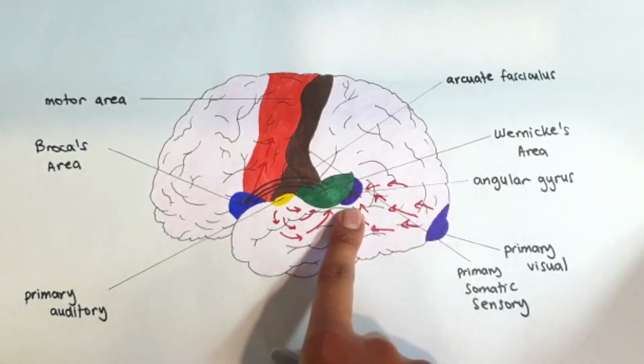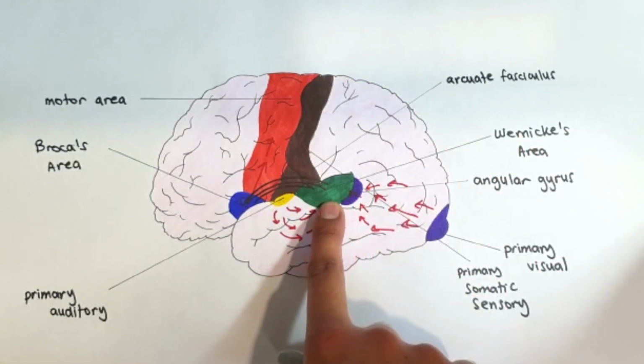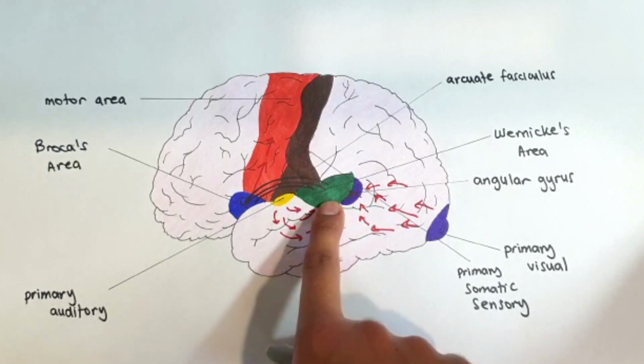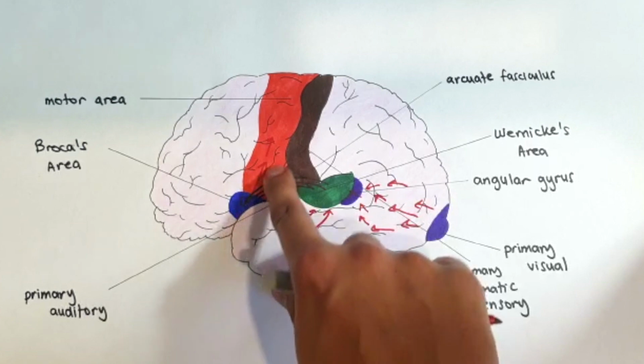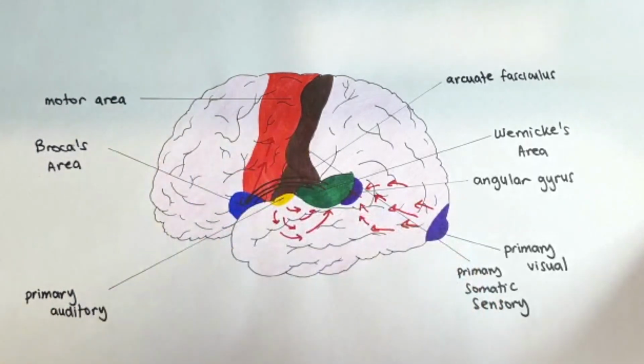After it has been processed in the angular gyrus, it then moves into the Wernicke's area where speech composition happens, and then through the arcuate fasciculus moves into the Broca's area, which works with the motor cortex in order to produce speech or sound.